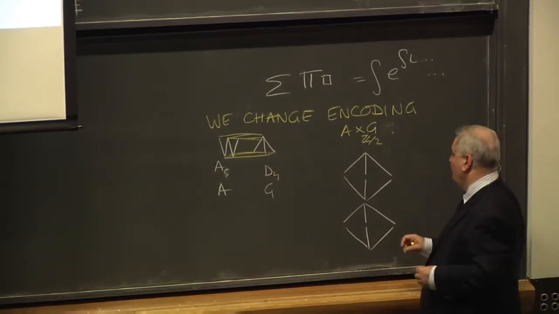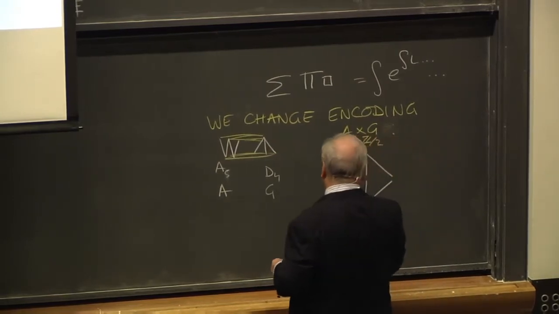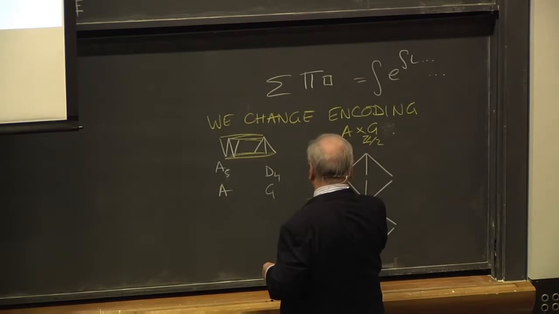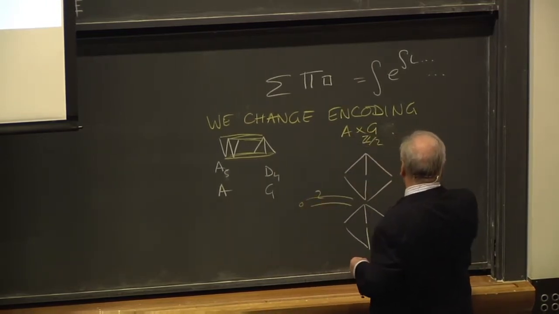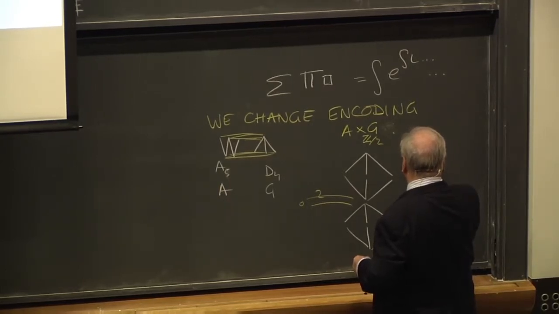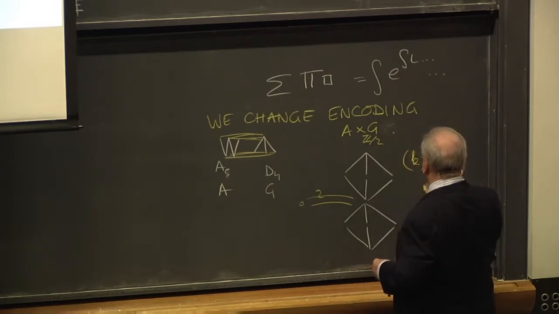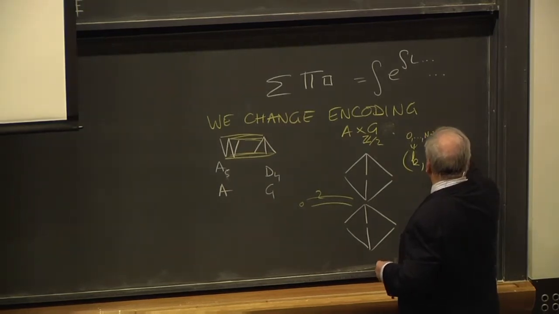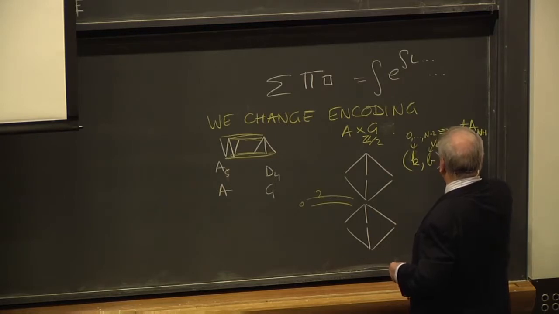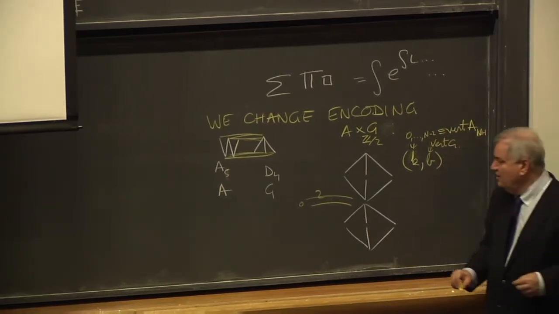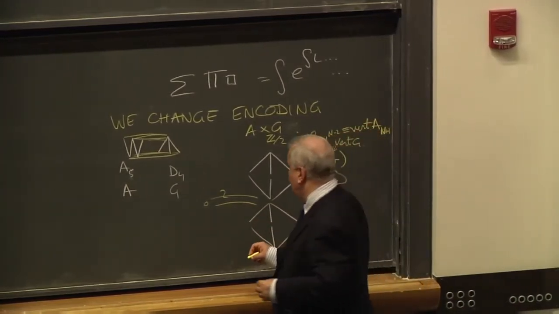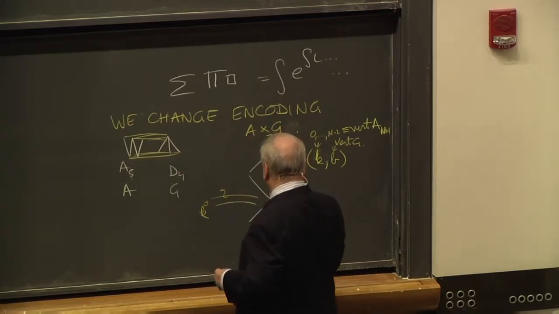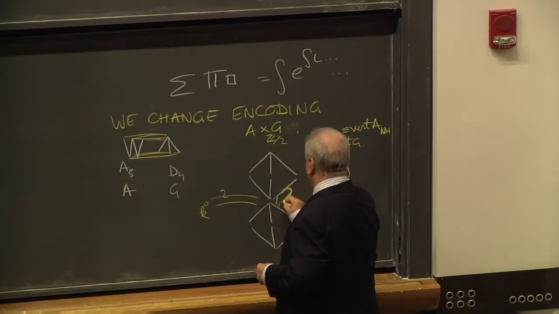And the yellow edges, whenever we'll have, for instance, two yellow edges, the vertices here will be pairs K, B. K is in 0 up to N minus 2, which are the vertices of AN minus 1, and B is a vertex of G with the same parity. So now whenever we have two edges from the vertex K to B, we're going to write here a number 2 instead.